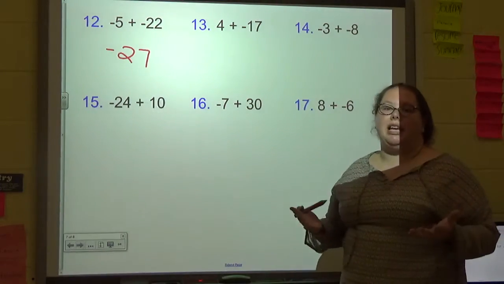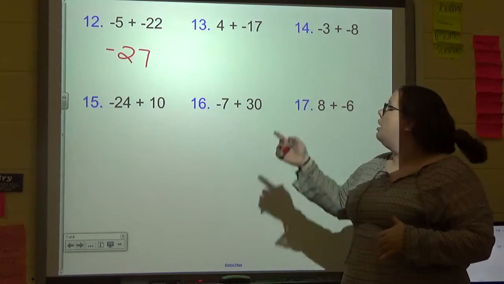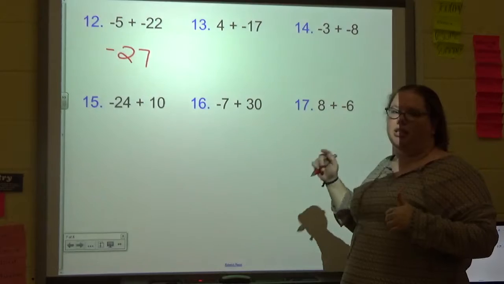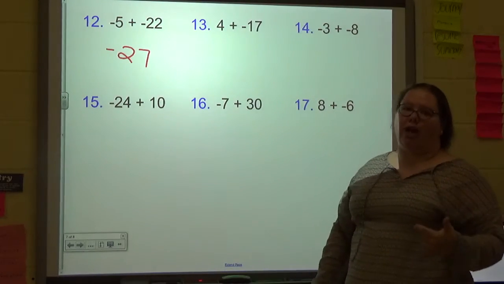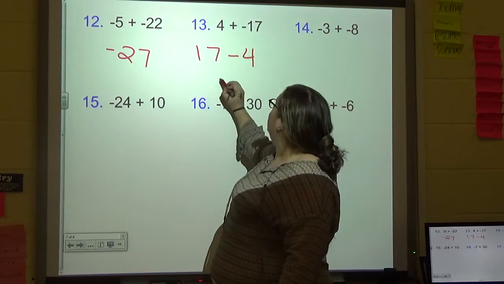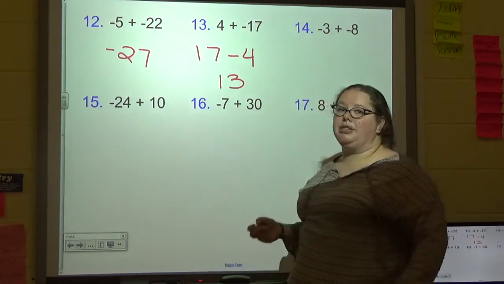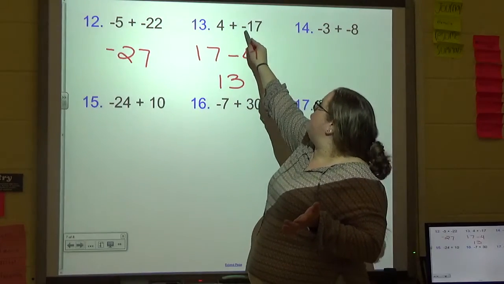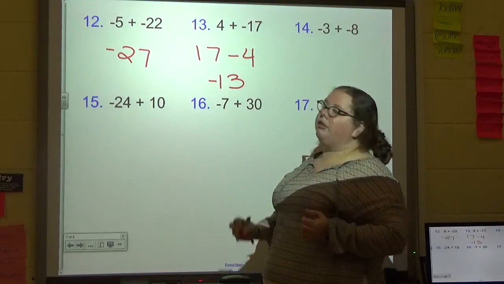Next one, are they the same sign or different signs? They're different signs, +4, -17. Opposite signs, we subtract. 17 minus 4 is 13. Now is my answer positive or negative? Well, who's bigger? 17 is bigger, so my answer is negative.